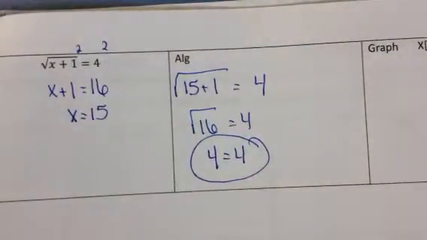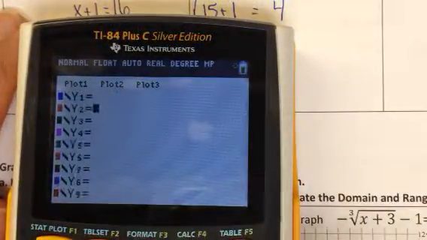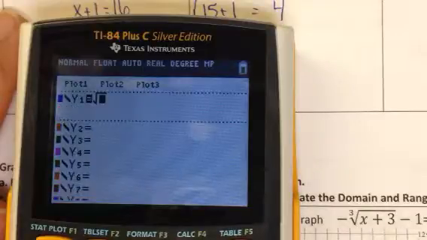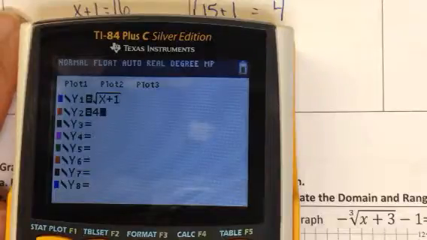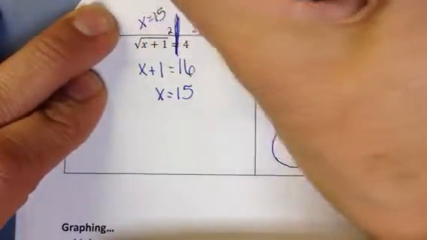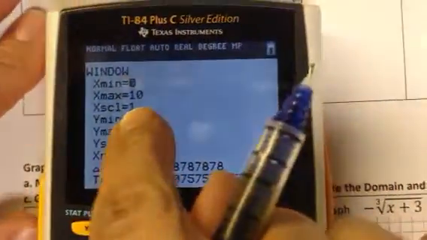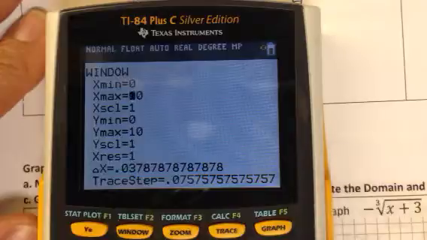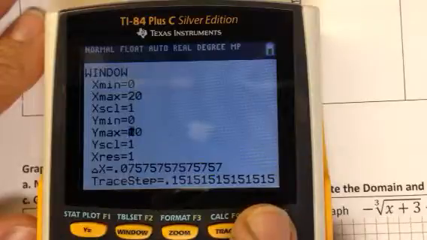So how do I see it on my picture? First, go to y equals, put the left side into y1. So I'm going to have the square root of x plus 1. Then I'm going to go to y2 and put in 4. And then again, I need to see if x is 15. So if I do x is 15 over here and I do the math, my y should be 4. So I need to be able to see the point (15, 4). So with the window that I'm in right now, I won't see 15. So I'm going to up it to 20. And then in my y, I should see 4. So I want to adjust that.